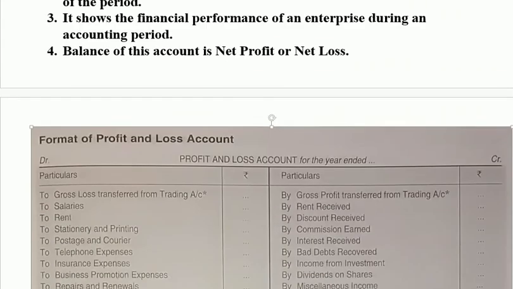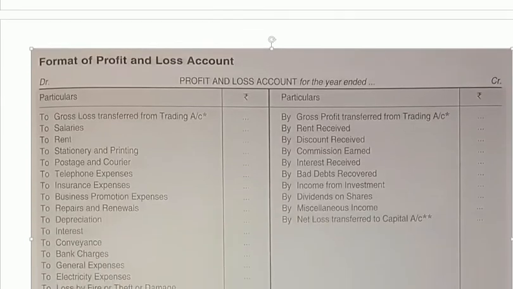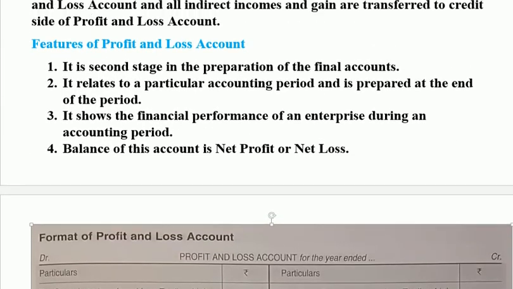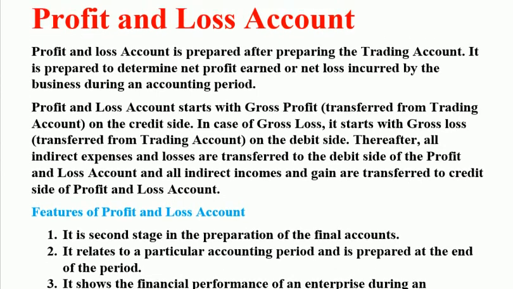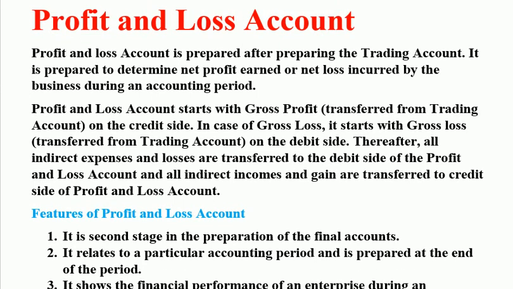So I hope you have understood the concept and format of the profit and loss account. The features have also been discussed, and the meaning and concepts have been discussed about the profit and loss account.